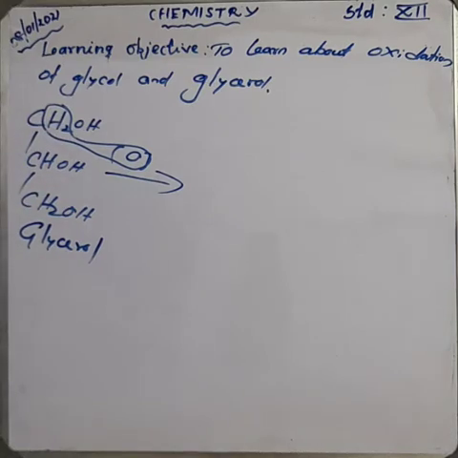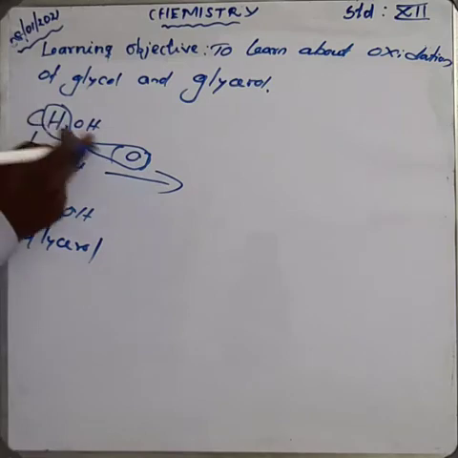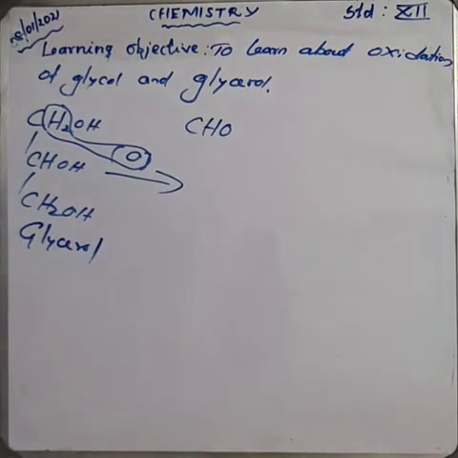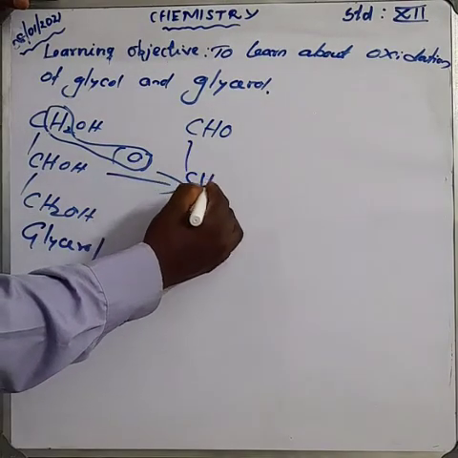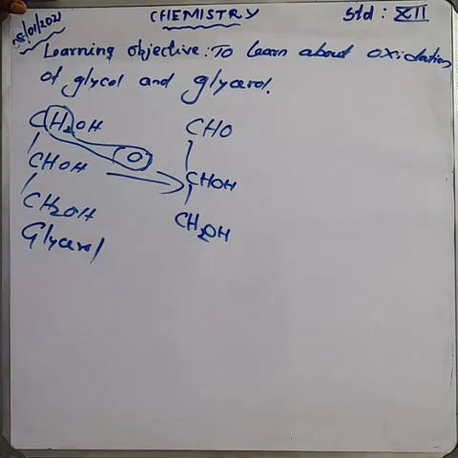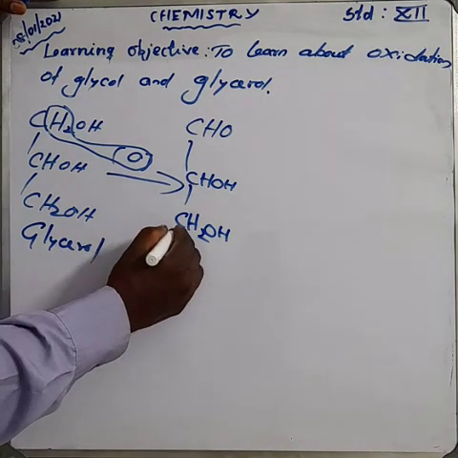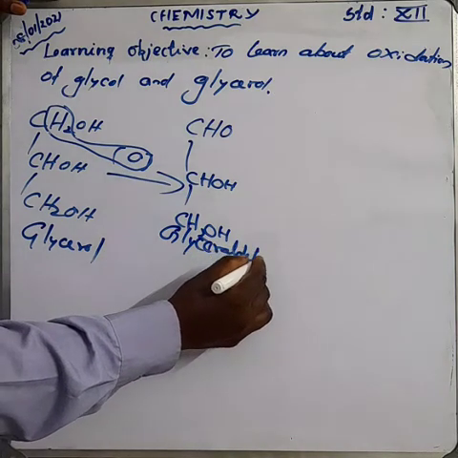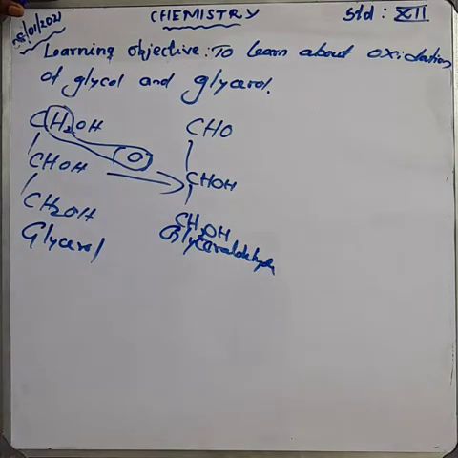In the previous video I told you that alcohol is converted into aldehyde and aldehyde is converted to an acid. This is the step concept. First step, alcohol is converted to an aldehyde. That is CH2OH is converted to CHO, the aldehyde. Second step CHOH. Third step CH2OH. The name of the compound is glycerol aldehyde.